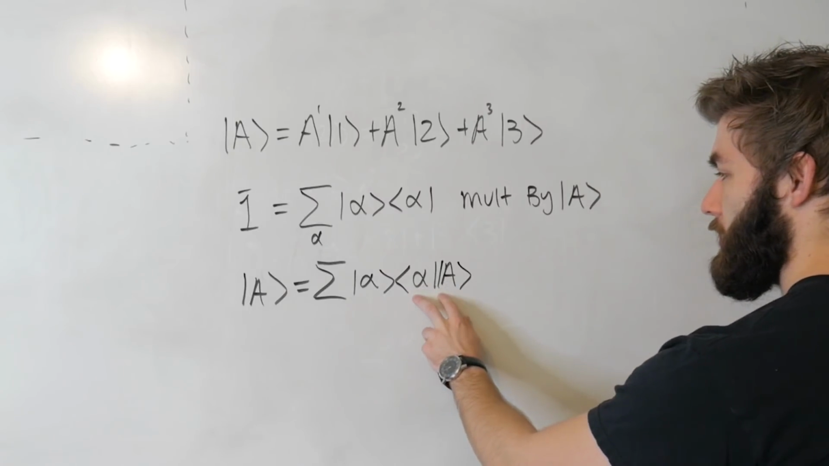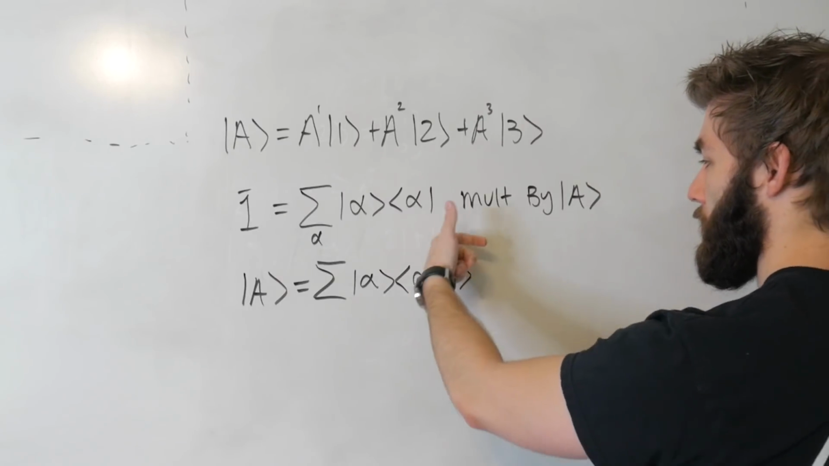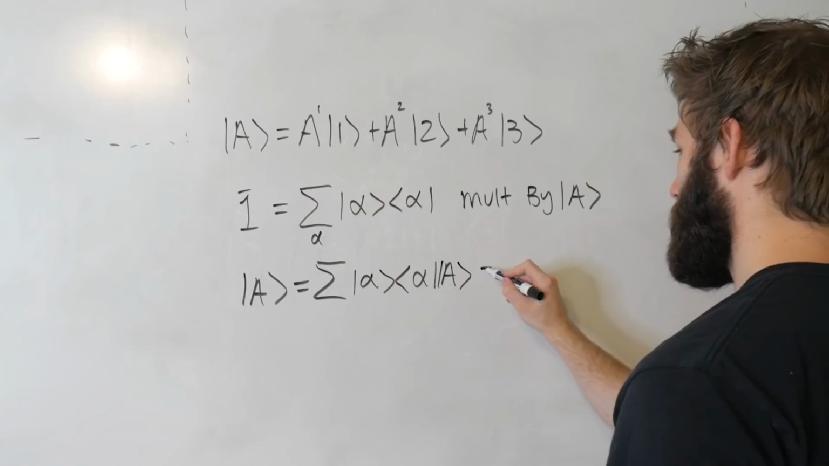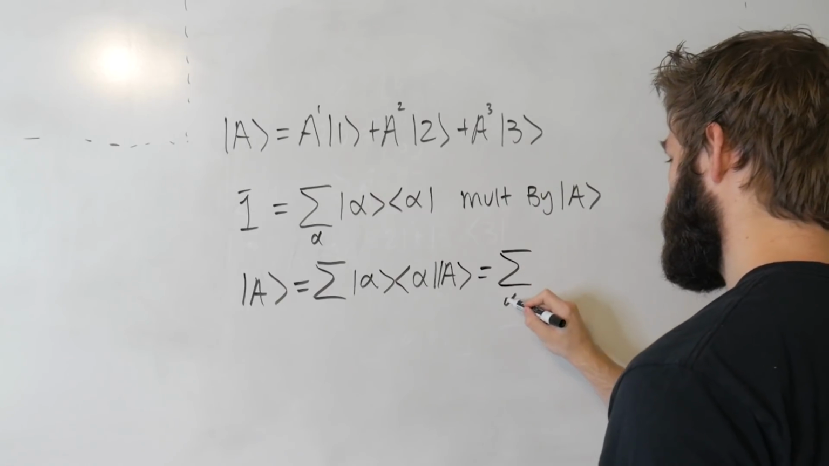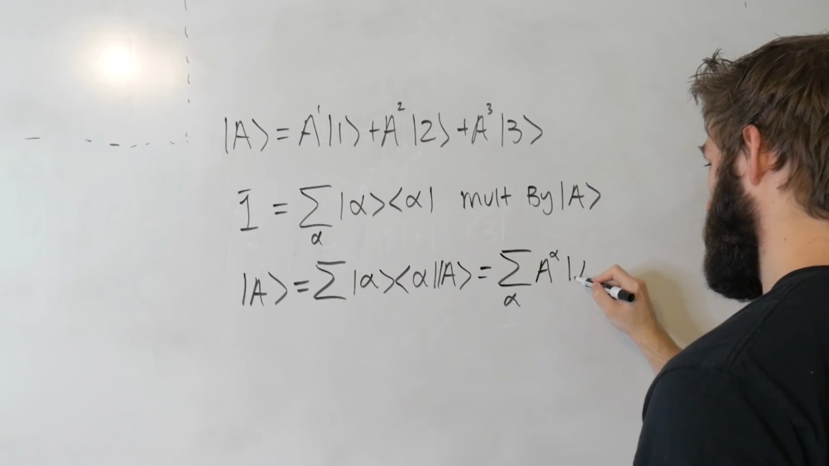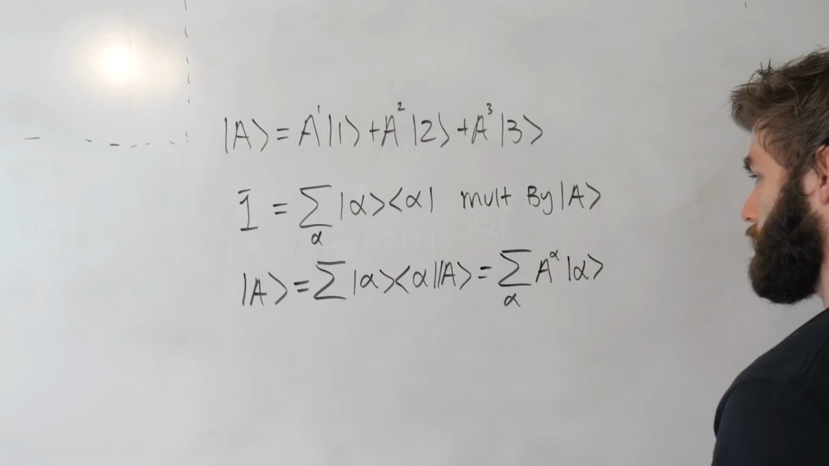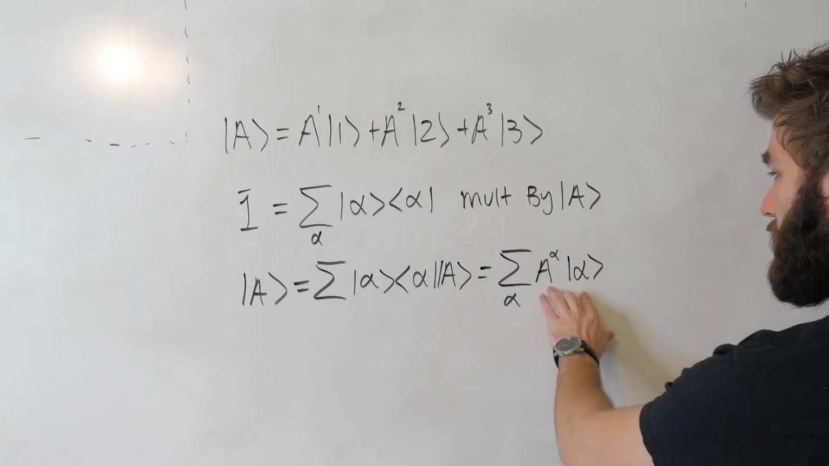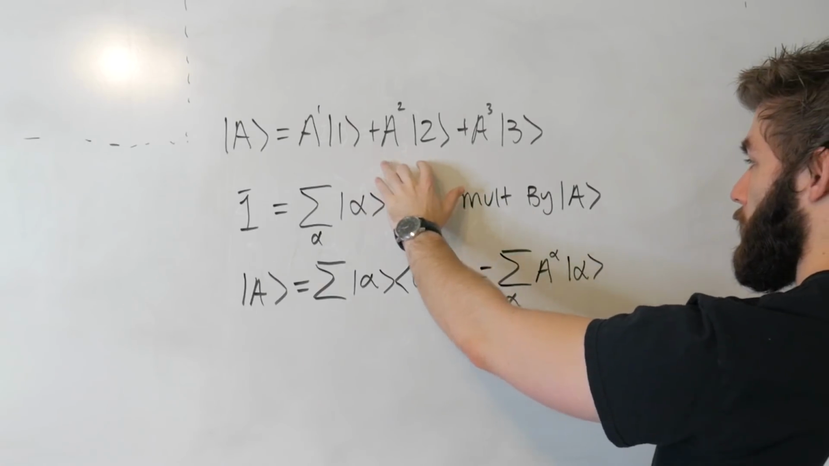But we already know what this is. This is just going to give us the alpha component of A. So that's going to give us the sum over alpha of A alpha |α⟩. There we go. So this is essentially effectively what we just set up here as well.